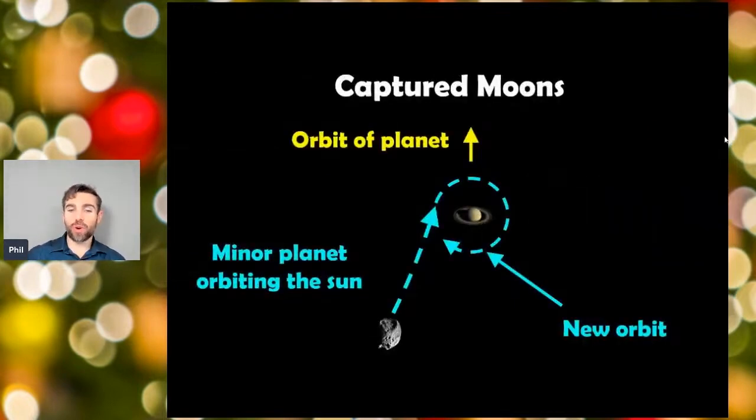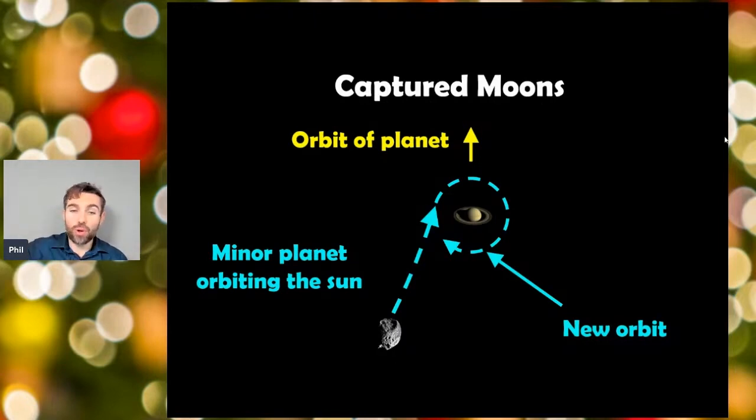Now, those ones are all quite interesting for me, but I think this one is the most interesting, and it concerns captured moons. All of the moons that I showed you before are moons that formed with the planet, or formed around the planet, so they have some connection to the planet straight away. However, a planet can capture a moon, or I should say, it can capture anything really, which then becomes a moon. So if we had a minor planet, an asteroid, or even another planet that was orbiting the sun, going in the same direction, and it got too close to a larger planet, then the gravitational attraction from that planet is able to capture it, and it then basically becomes on a new orbit.